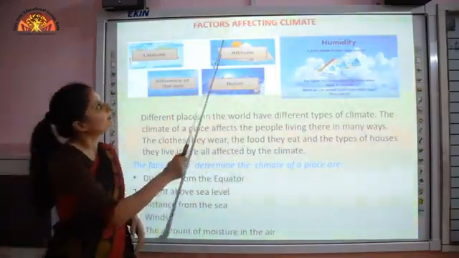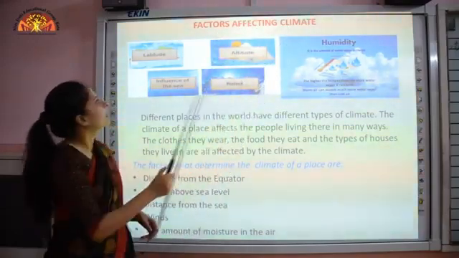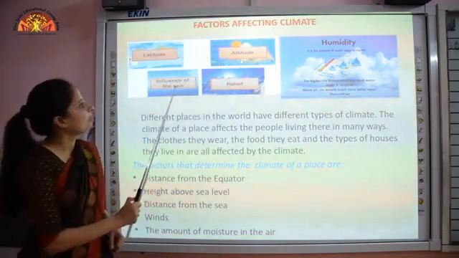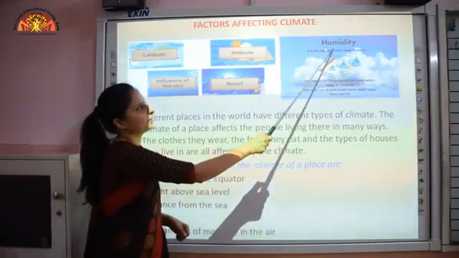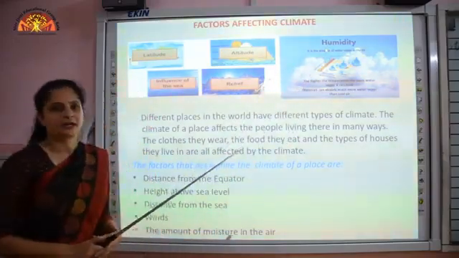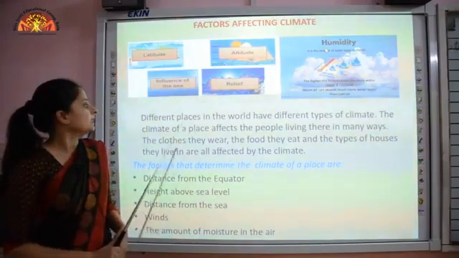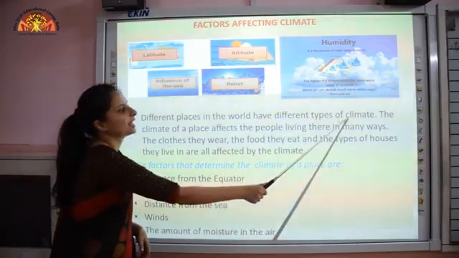Now, we will learn about the factors that affect the climate. These factors are latitude, altitude, influence of the sea, relief and humidity. We will learn about these factors in detail. Due to these factors, different places in the world have different types of climate.